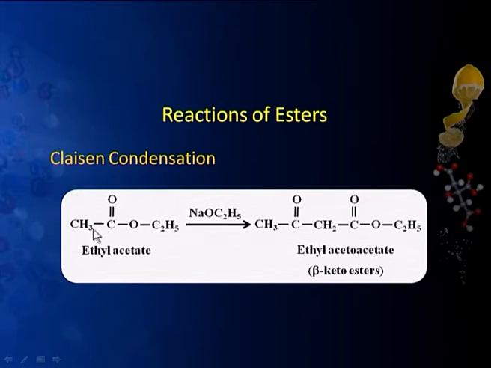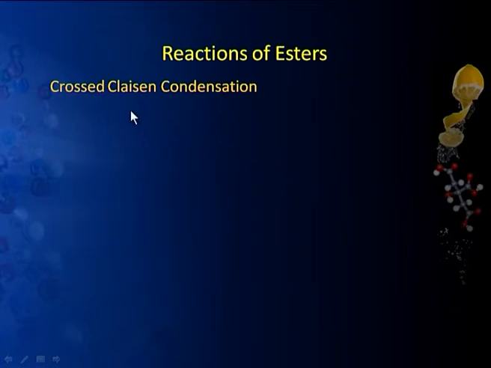If we take a mixture of 2 different esters and both are having alpha hydrogen, then there is a possibility of formation of 4 products, because each of the esters will form its anion and it can react with another similar molecule or the different molecule. So we call that reaction crossed Claisen condensation.